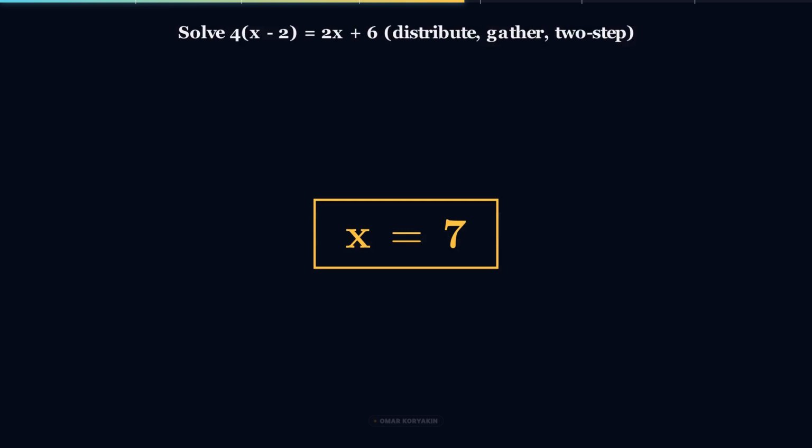Distribution from section 2, the gather step from this lesson, and the two-step inverse from yesterday all come together to solve any standard textbook linear equation in 3 to 5 steps. Today's pattern handles the vast majority of linear equations in the rest of the course and is the foundation for the harder solving techniques in later sections.